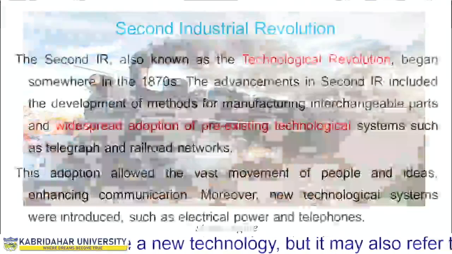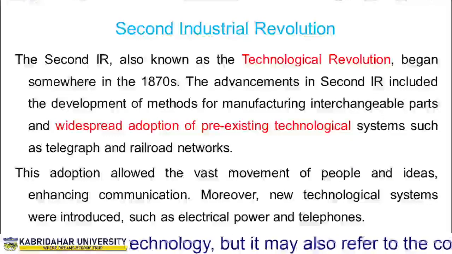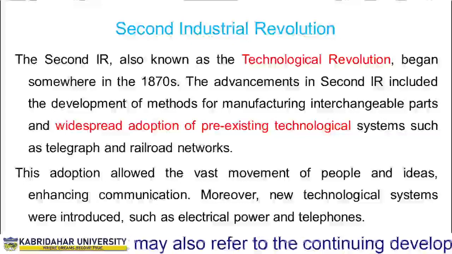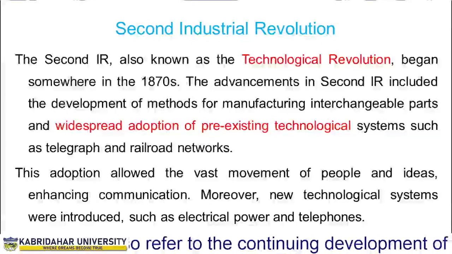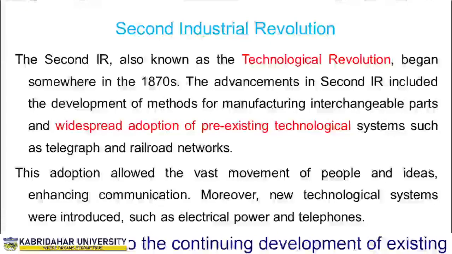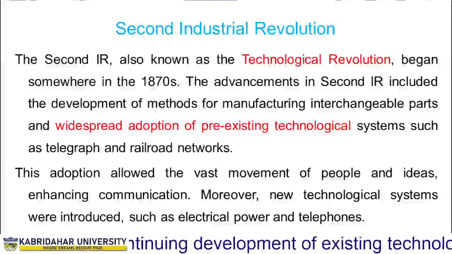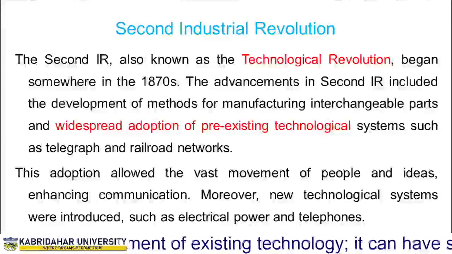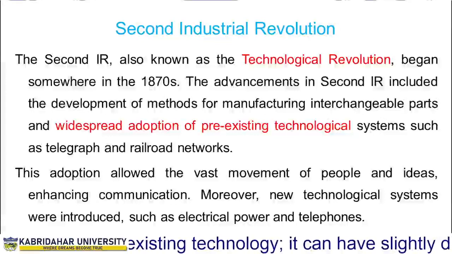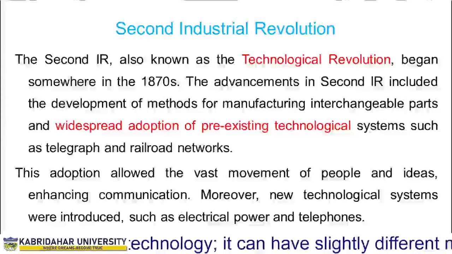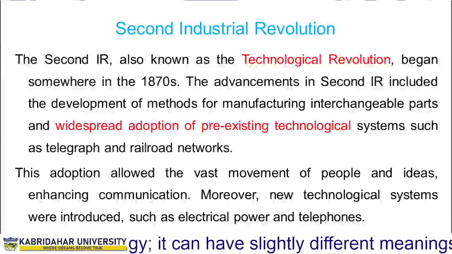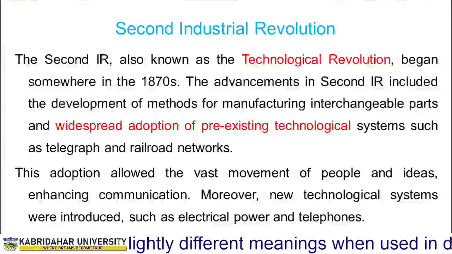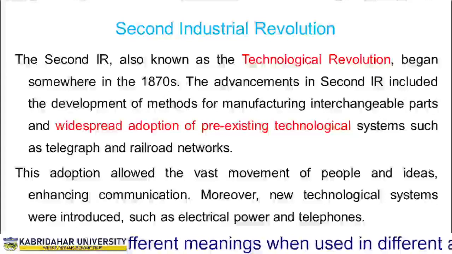When we come to the second industrial revolution, the second IR, also known as the technological revolution, it began somewhere in the 1870s. The advancements in the second IR include the development of methods for manufacturing interchangeable parts and the widespread adoption of pre-existing technological systems such as telegraph and railroad networks. This adoption allowed the vast movement of people and ideas, enhancing communication.